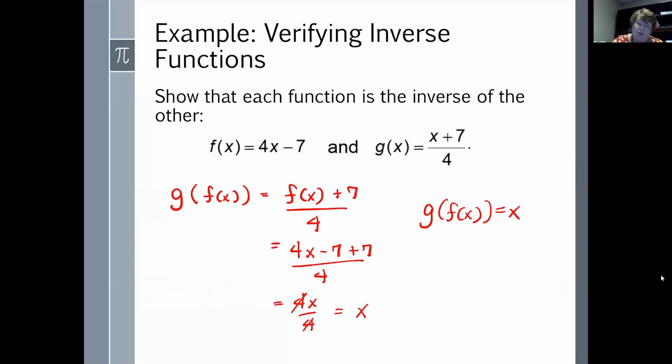And in doing so, you denote that g is the inverse of f. If I evaluate a function at another function's output, and I do both, I evaluate f at g of x and g at f of x, and both of those turn out to be x, the two functions are inverses of each other.